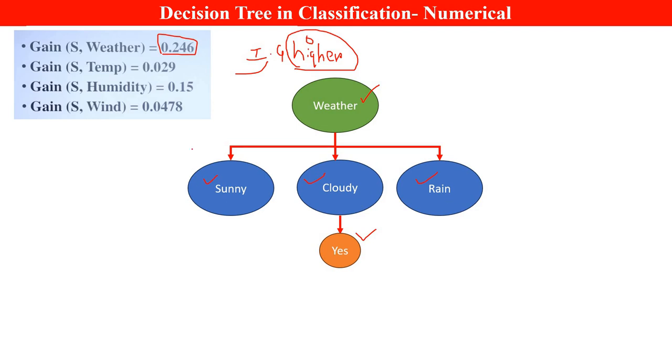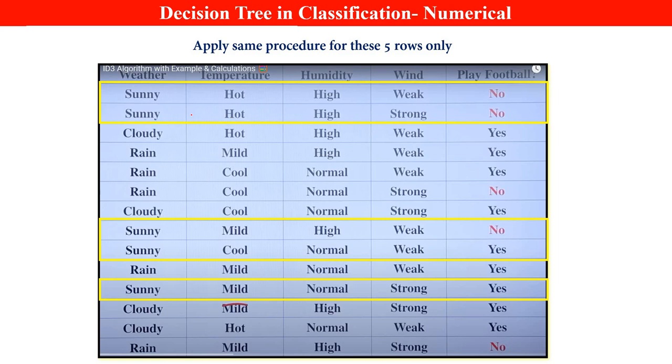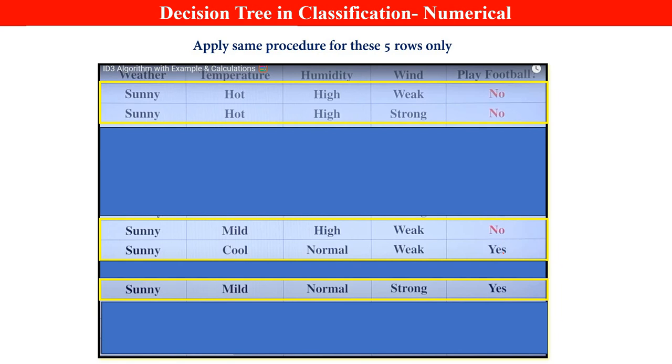We'll first select the sunny. Select all the rows for the sunny. So we got here 1, 2, 3, 4, 5, so 5 rows for the sunny. Now sunny is our parent node.